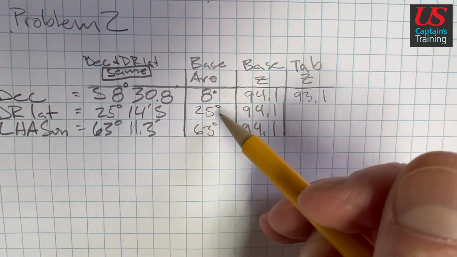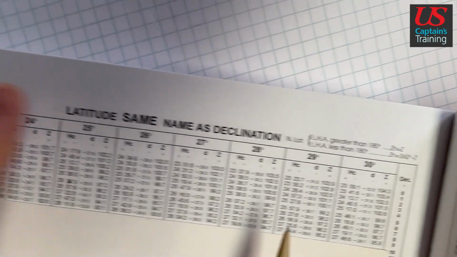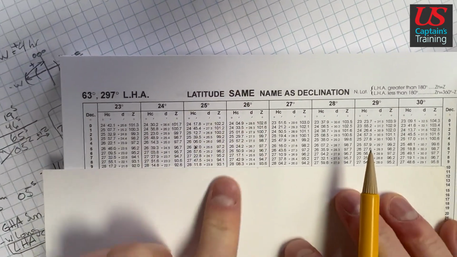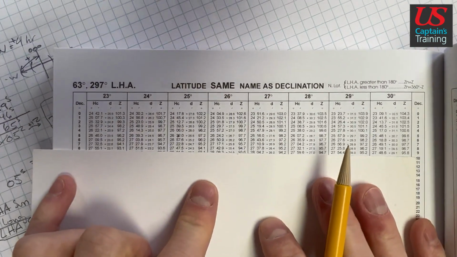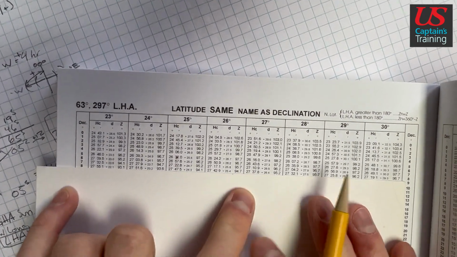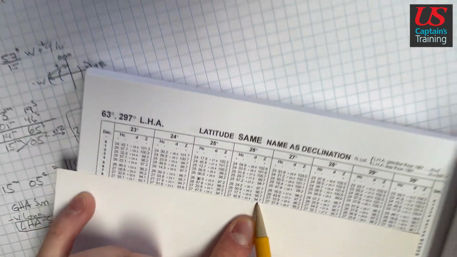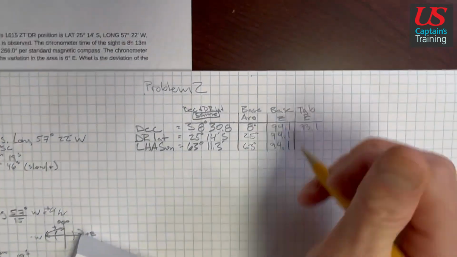The second tabulation, we just bump this up by 1. So we go up by 1 here, 26. So we're at 63, same, 26. 8 is our declination. And 94.7 is what we're getting here.